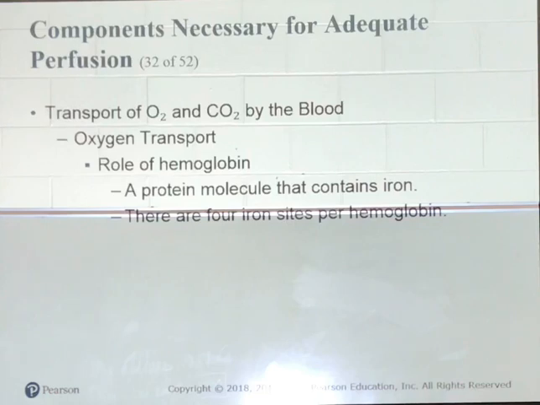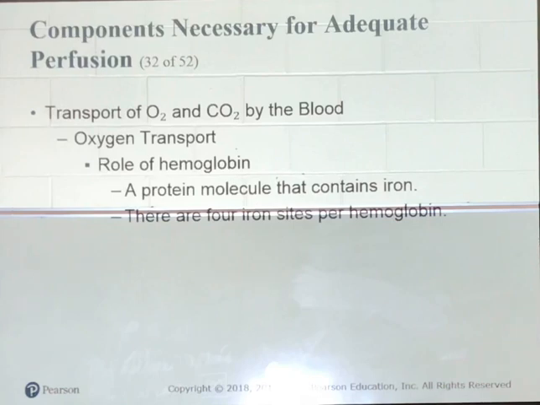A hemoglobin molecule that has no oxygen attached is referred to as deoxygenated hemoglobin, deoxyhemoglobin. Without hemoglobin, the amount of oxygen that can be transported by plasma would not be enough to sustain normal cellular function or life. So, a loss of hemoglobin, which commonly occurs as a result of what? How do we lose hemoglobin? Bleeding. Okay? Being anemic. Alright.